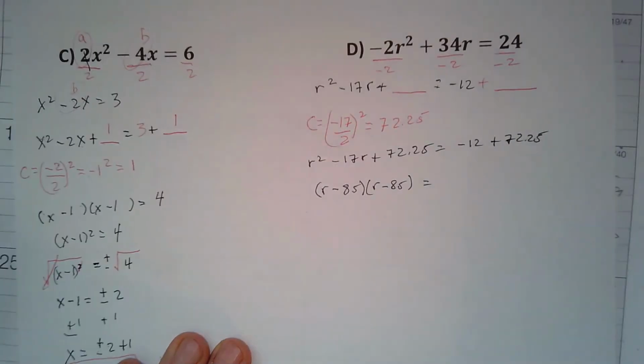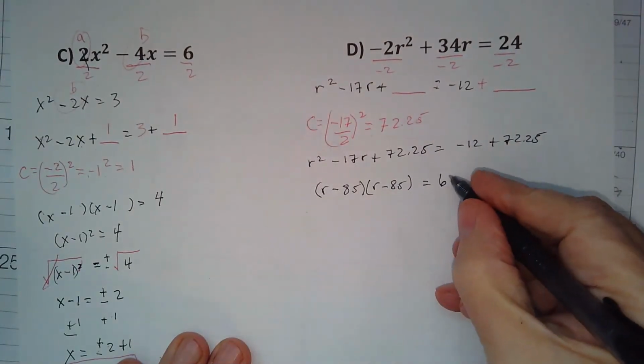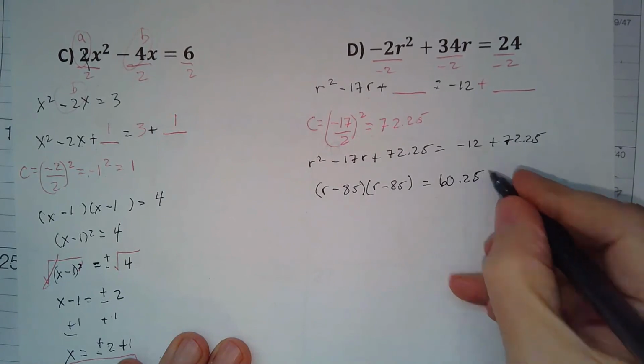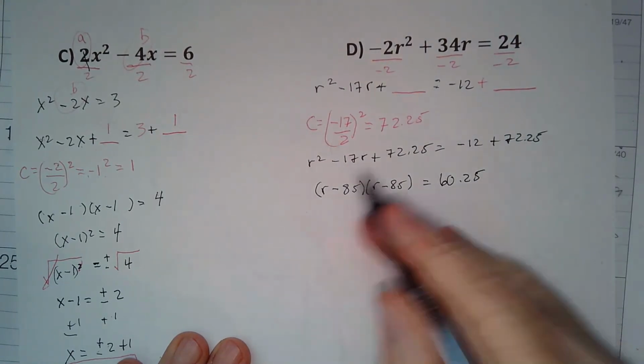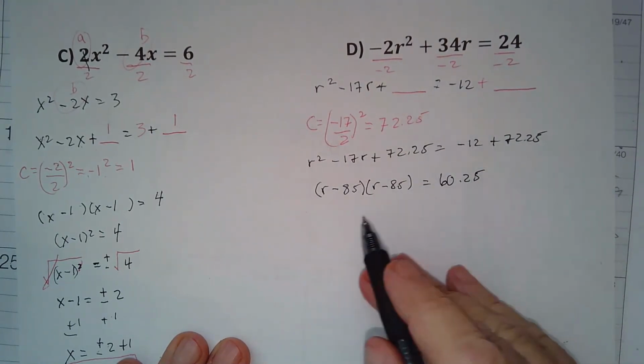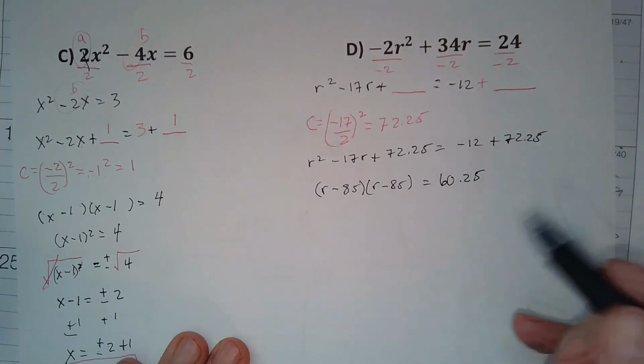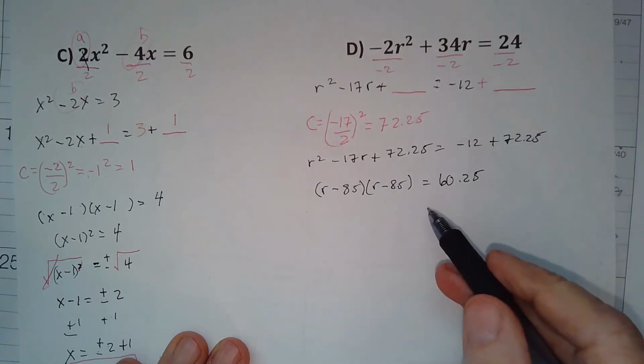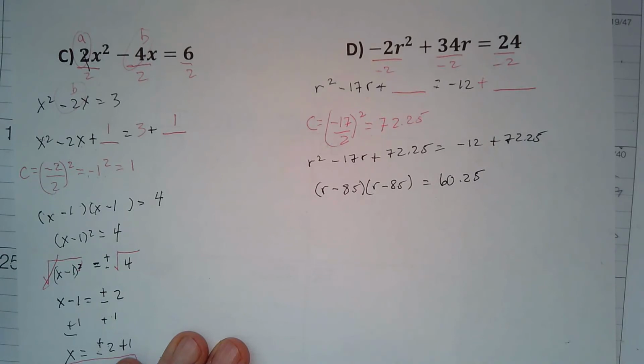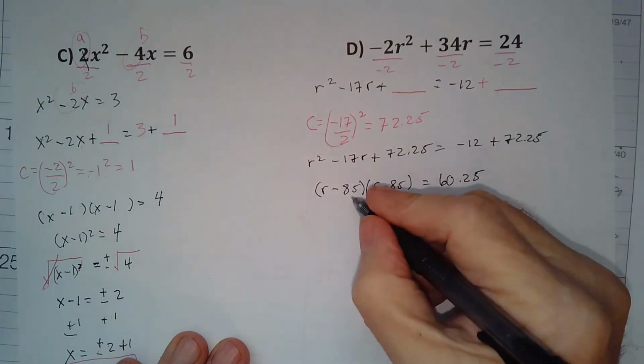Okay, so 60.25. You can use decimals, you can use fractions, whichever is easier. And this one is so messy that it's probably better to use decimals. You will probably not get an exact answer, but it'll be close.